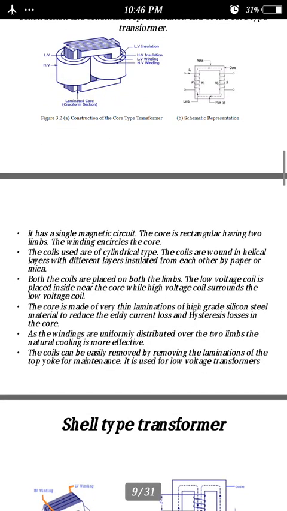The explanation for this diagram is it has a single magnetic circuit. The core is rectangular having two limbs, right? The winding encircles the core. The coils used are of cylindrical type. The coils are wound in helical layers with different layers insulated from each other by paper or mica. Both the coils are placed on both the limbs. The low voltage coil is placed inside near the core, while the HV coil is around the low voltage coil.